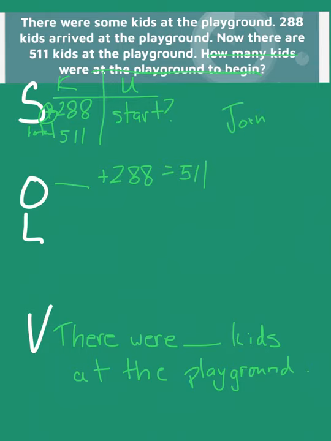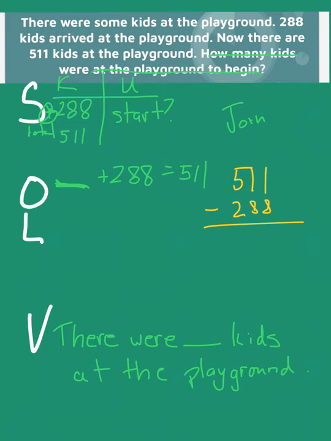If we think of our fact families again, in order to solve our unknown, which is our start unknown, we can take our total of 511 and we can subtract 288. How did I know to subtract? Because we had some unknown number and then some kids came. So yes, it is a join problem, but I need to subtract from the total to be able to tell me how many we started with.